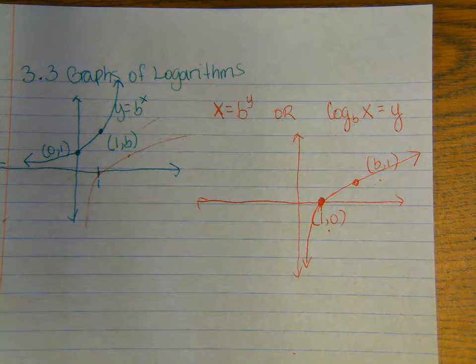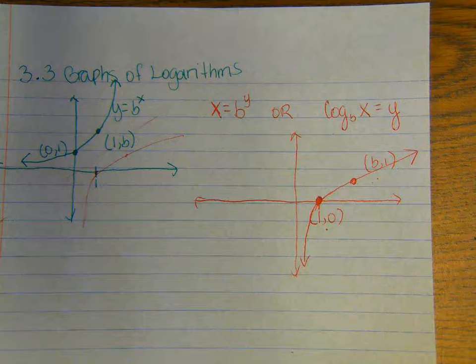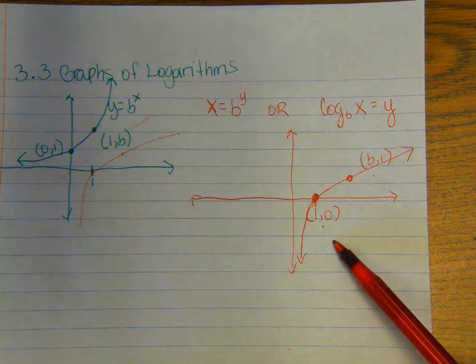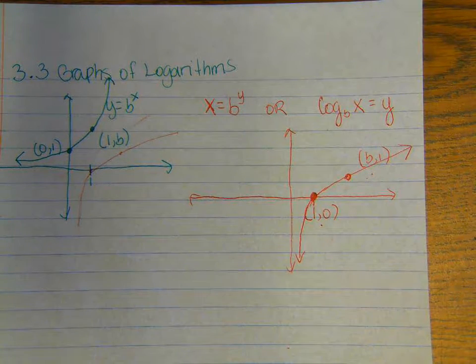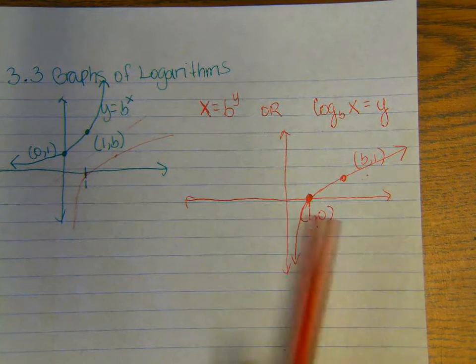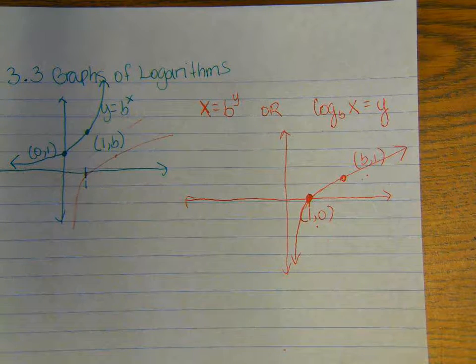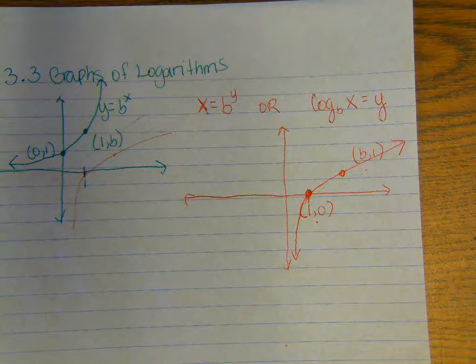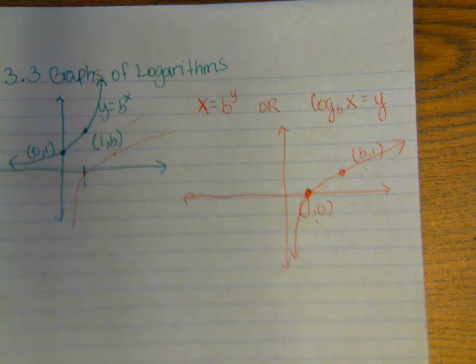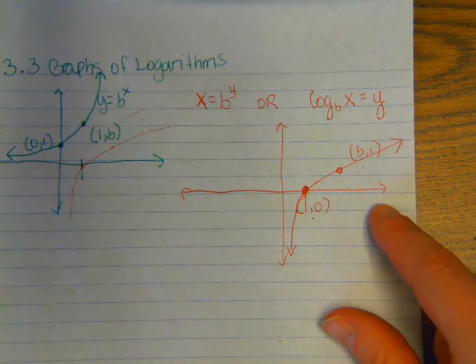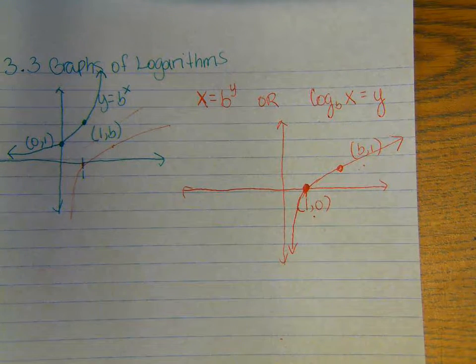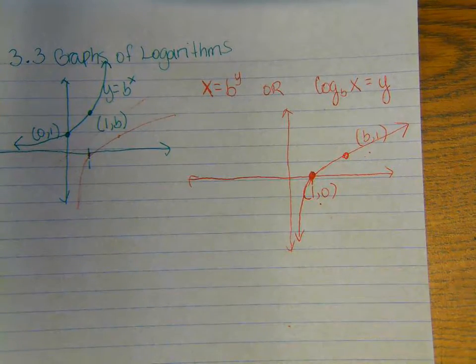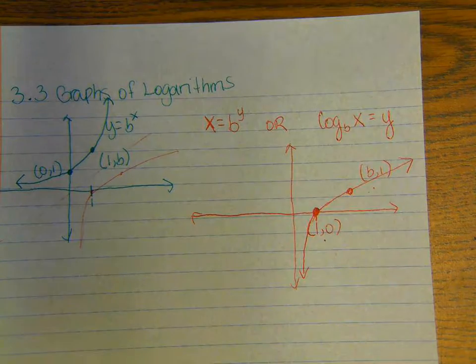How about the common log? What two points should that one go through? (1, 0) and (10, 1). How about natural log? (1, 0) and (e, 1). And e, when we graph it, we're going to just estimate to be about 2.7. Okay, 2.71. All right, so then let's take a look at how we would analyze something like this. And then we're going to do an example where we really graph something with a transformation.